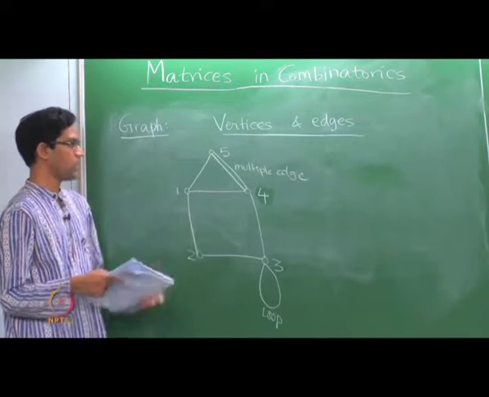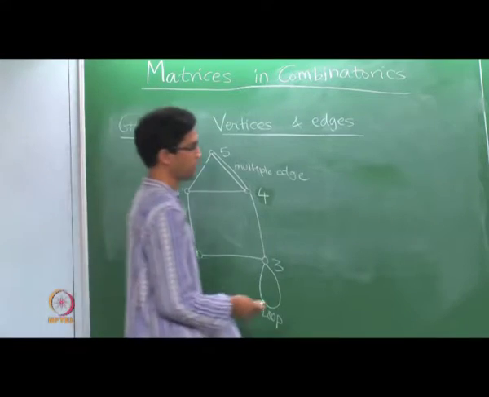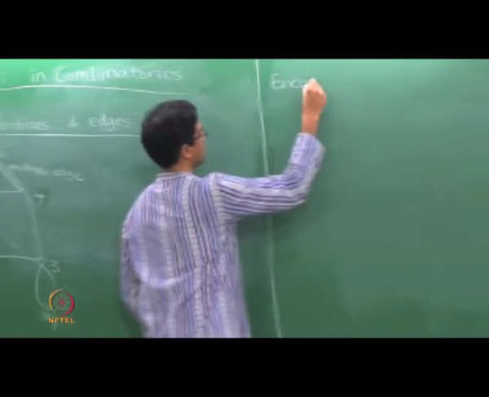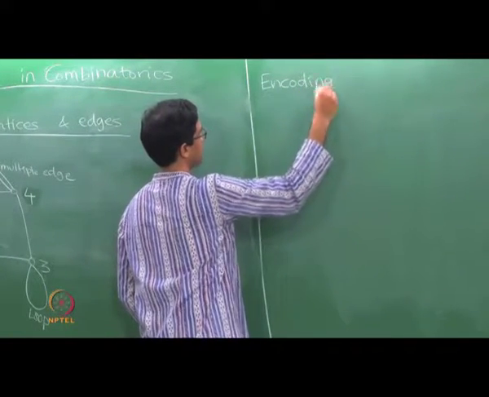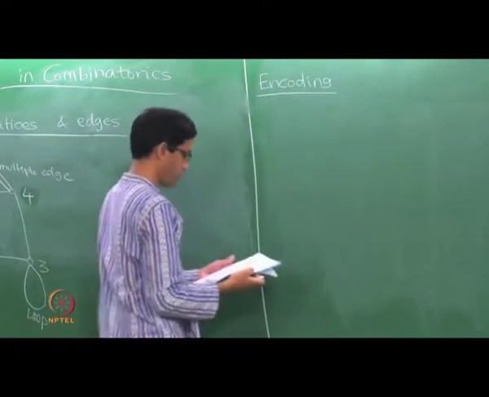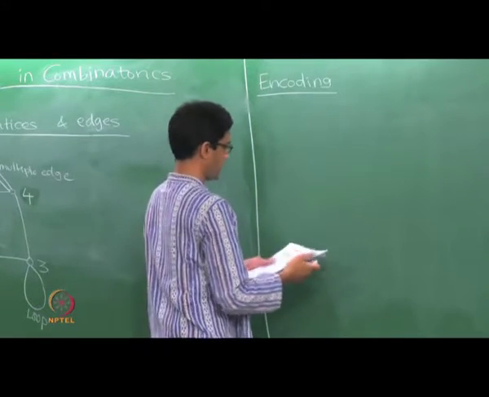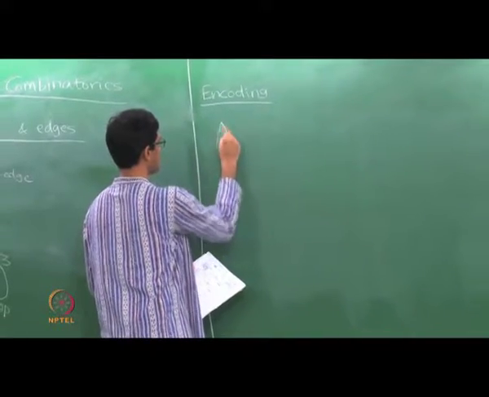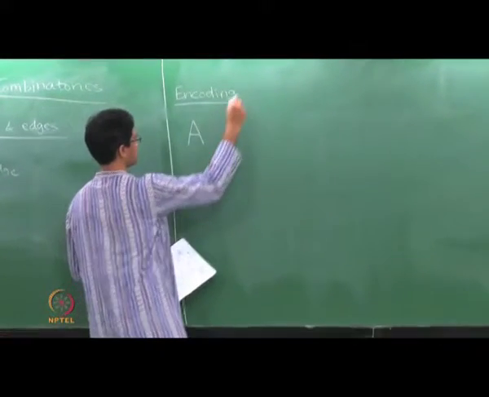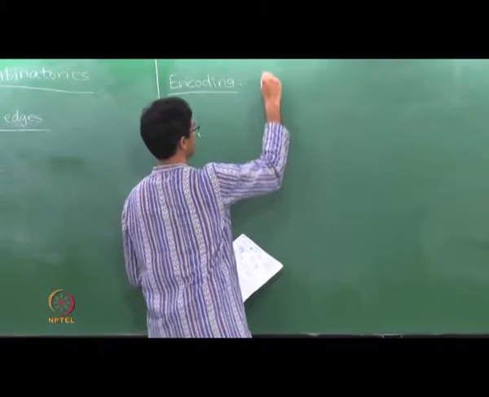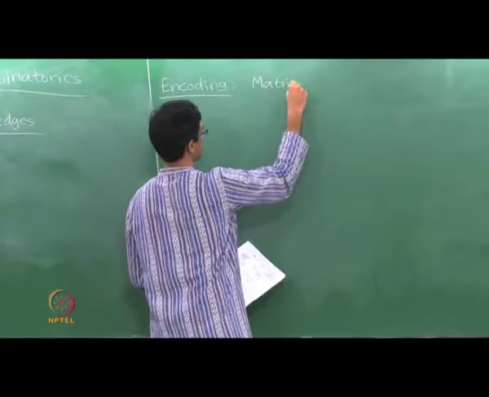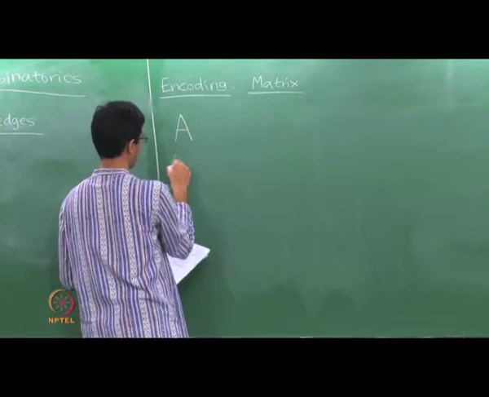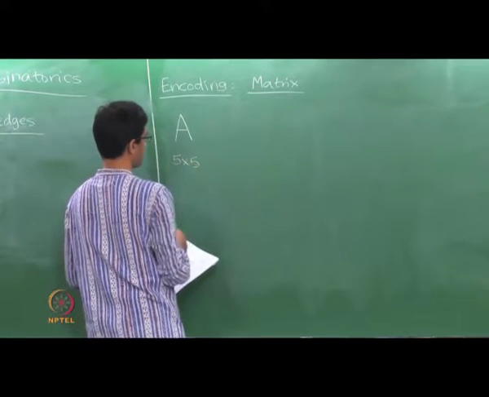Let's encode this graph, the basic data of this graph. So here's the encoding. We just keep track of how many edges there are between every pair of vertices. So I will write down a matrix. Let's call this matrix A. So this encoding is in the form of a matrix. In this case, it's a 5 cross 5 matrix. So the size of the matrix is just the number of vertices.